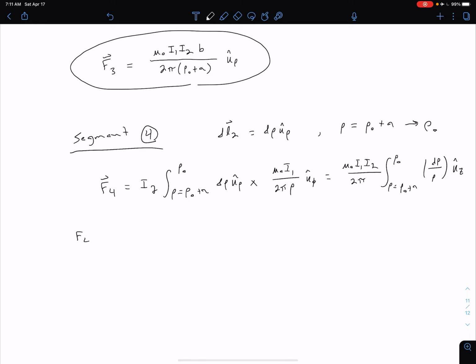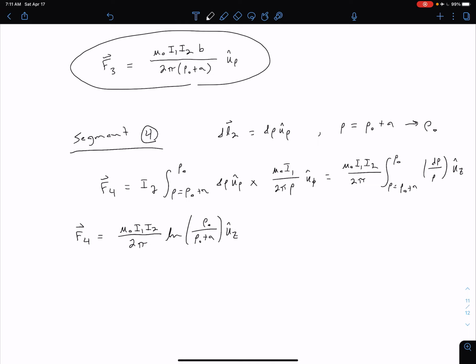So we can say our F4 is going to be equal to mu naught, the product of the two currents, I1 I2, divided by 2 pi, natural log of rho naught over rho naught plus A, and that's going to be, of course, in our z direction.